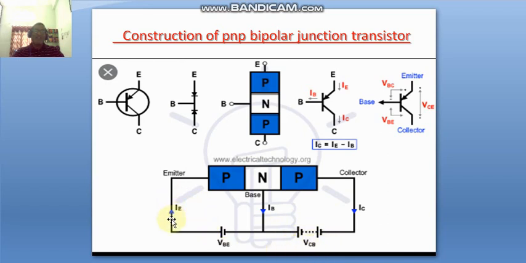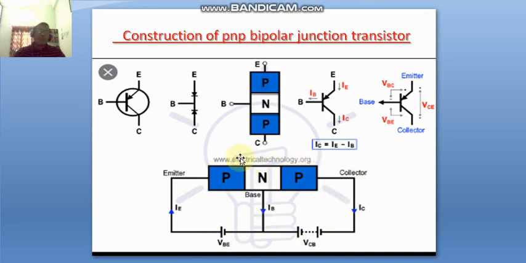Next, IE is the emitter current which is passing through the emitter region. IB is the base current which is constituted in the base region, and IC is the current passing through the collector region. So IE, IB, IC are the currents passing through the transistor. IE is equal to IB plus IC. This is the construction part.